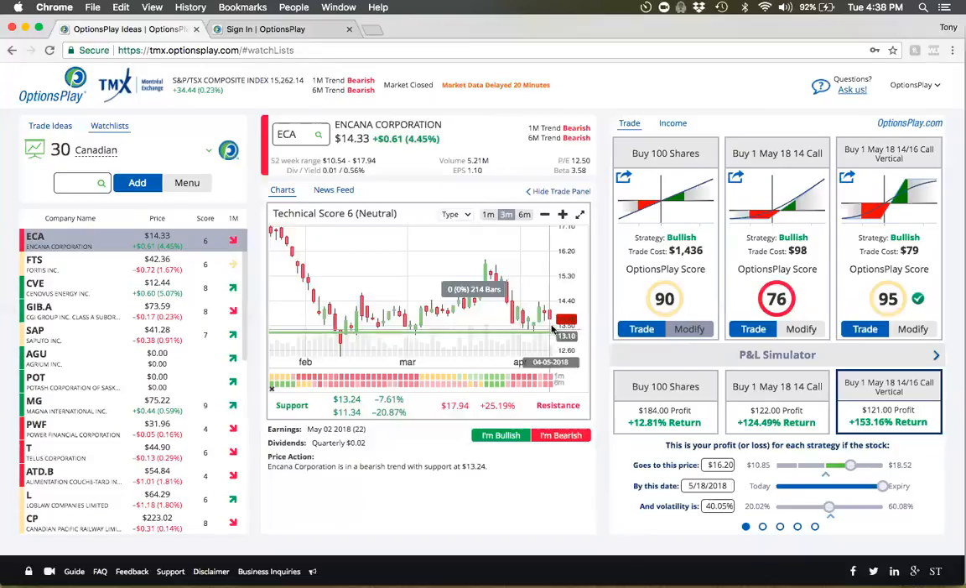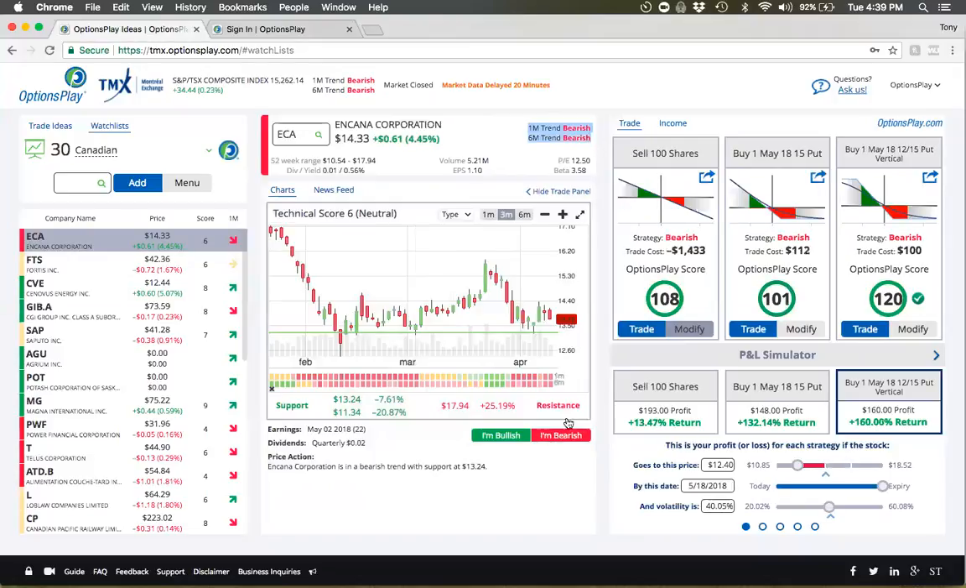So let's look at ECA right now. This is a stock, it's a fairly neutral stock. It's not really outperforming or underperforming the overall market. The 1 month and 6 month trends are bearish, so maybe you might have a bearish view on this particular trade. So let's click on I'm bearish. It presents me 3 strategies.